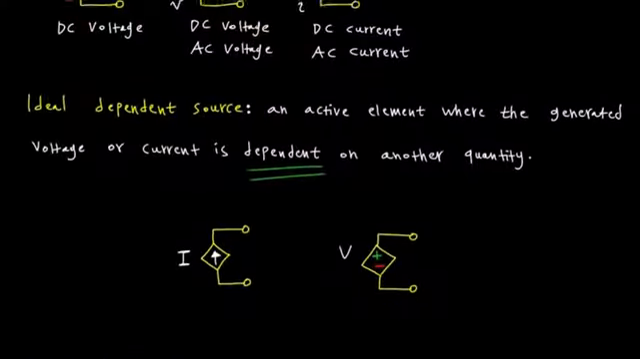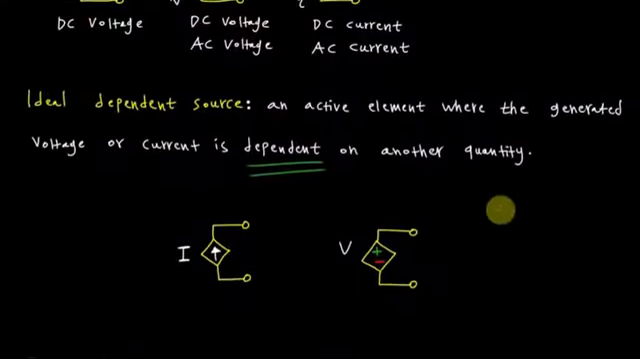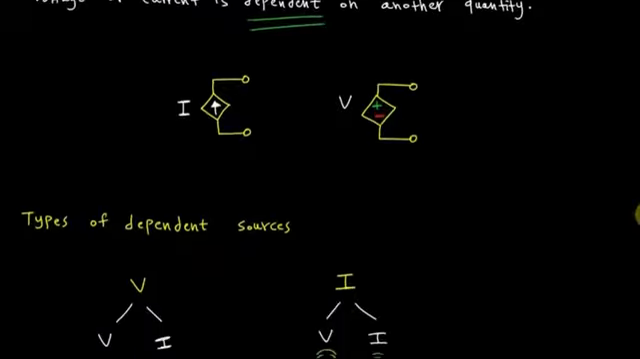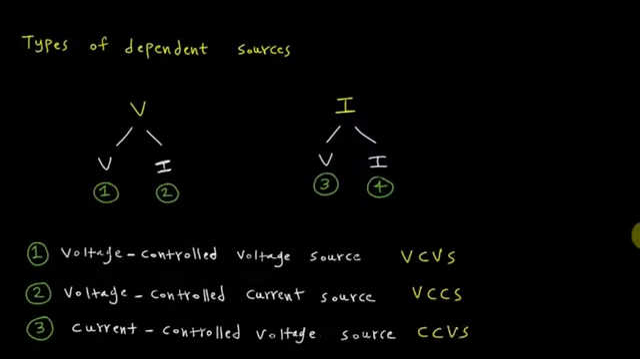Now let's talk about ideal dependent sources. An active element where the generated voltage or current is dependent on another quantity is called an ideal dependent source. The symbol is usually a diamond, and you can see the type by the arrow or the polarity. It tells you if it's a voltage or current source.